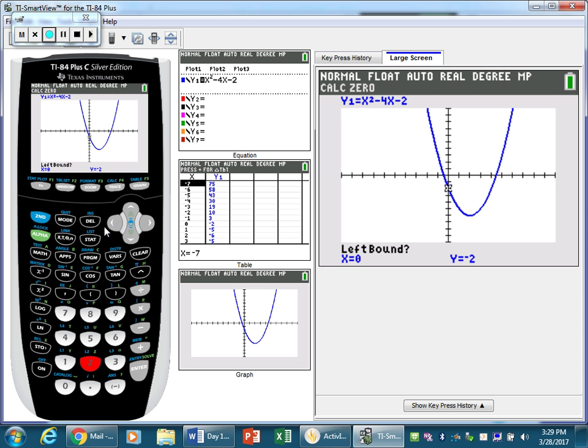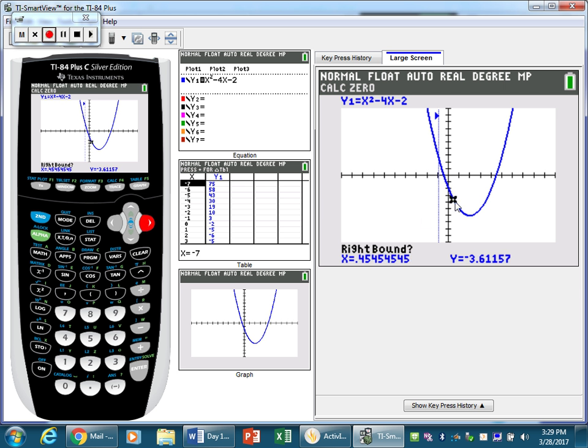Now remember, your cursors are left to right and not up to down like you would think. So I hit the left button to move my cursor to the left. So see how it's moving? Now I'm on the other side of my point. So I'm going to hit enter. And then I'm going to hit the over button to the right and move my cursor to the right until I'm on the right side of my point.